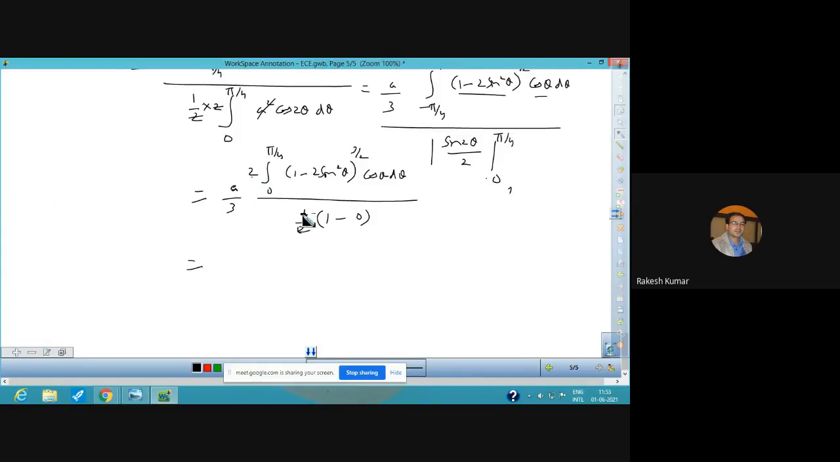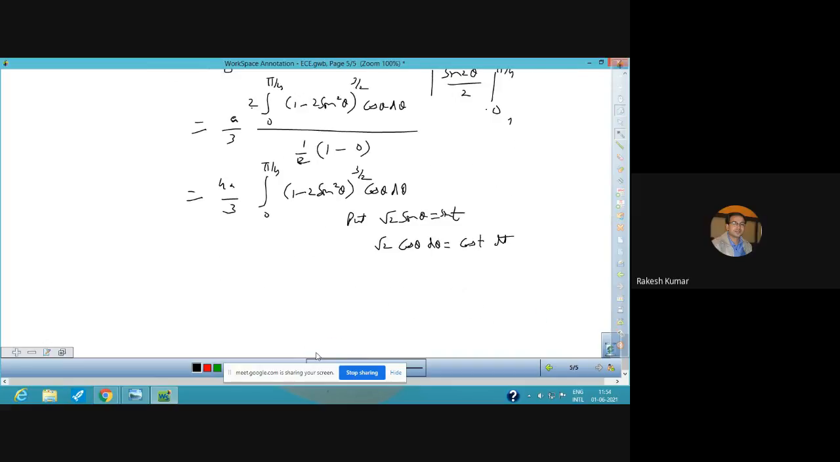So 1, 2 is there, 1 by 2 goes up, so 2 into 2, 4a upon 3, 0 to pi by 4, 1 minus 2 sine square theta raised to power 3 by 2 into cos of theta d theta. Now you can use the substitution method and put square root 2 sine theta equal to another variable, t is equal to sine t, that is more appropriate. So take the derivative, square root 2 cos of theta d theta is equal to cos of t dt.